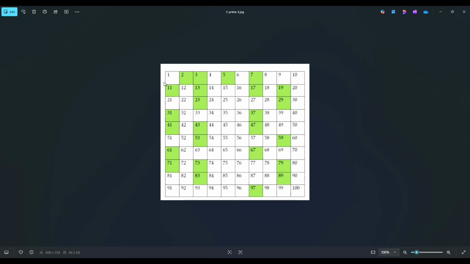Here is a list from 1 to 100 where green marked numbers are prime and white marked numbers are composite numbers.